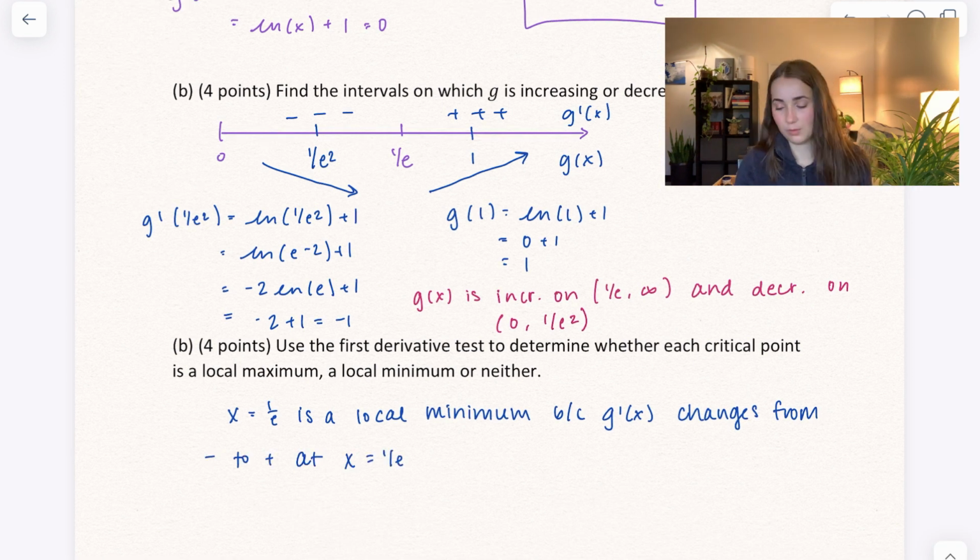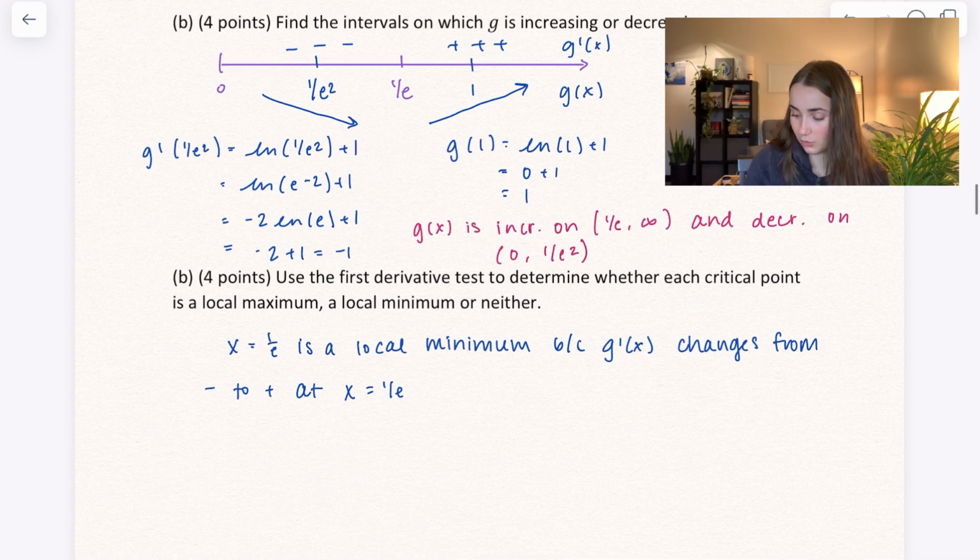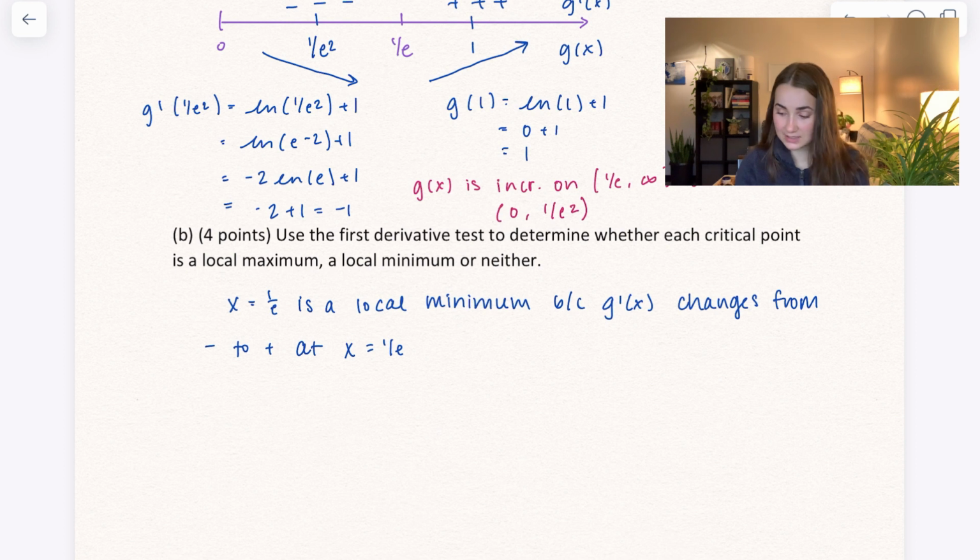So this is a lazy way I write out the solution. We have x equals 1 over e as a local minimum because this first derivative changes from negative to positive at that value. So it depends on your teacher or professor what you can write. I know this would be fine for us, so just make sure you pay attention to what's required of you.